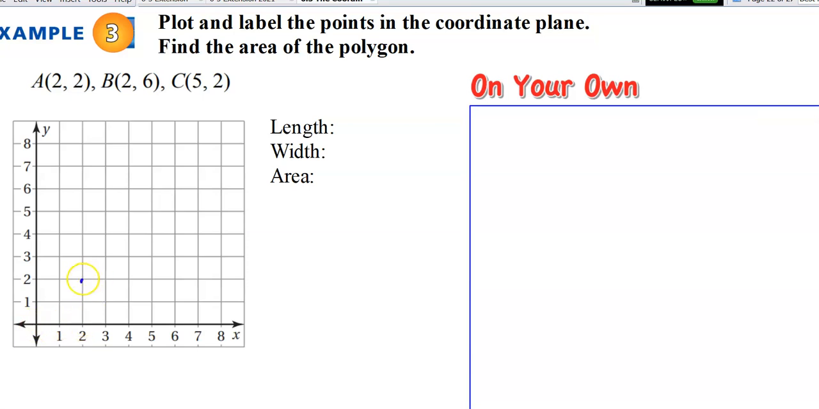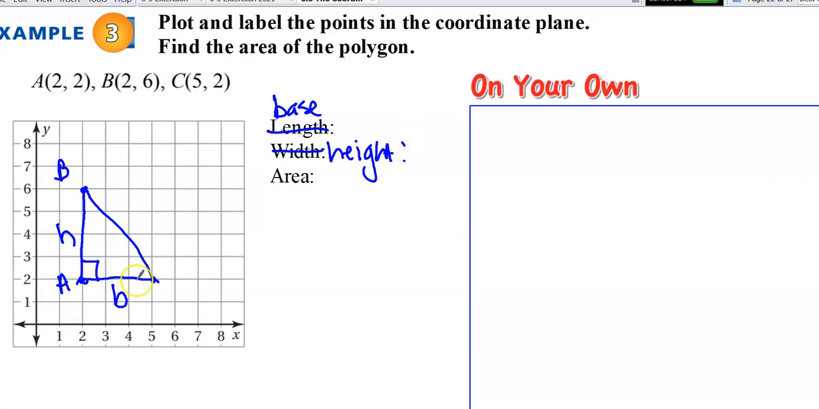So it's the same idea, but I'm just going to be using a different formula because a triangle is half of a rectangle. And then B is 2, 6. There's my B. And C is 5, 2. So I go over 5 and up 2. So you might recognize this as a right triangle because it has a right angle right there. So this is my base and this is my height. So even though it says length times width here, what we're doing is we're finding base and height. Right, so I'm going to do base and I'm going to do height.